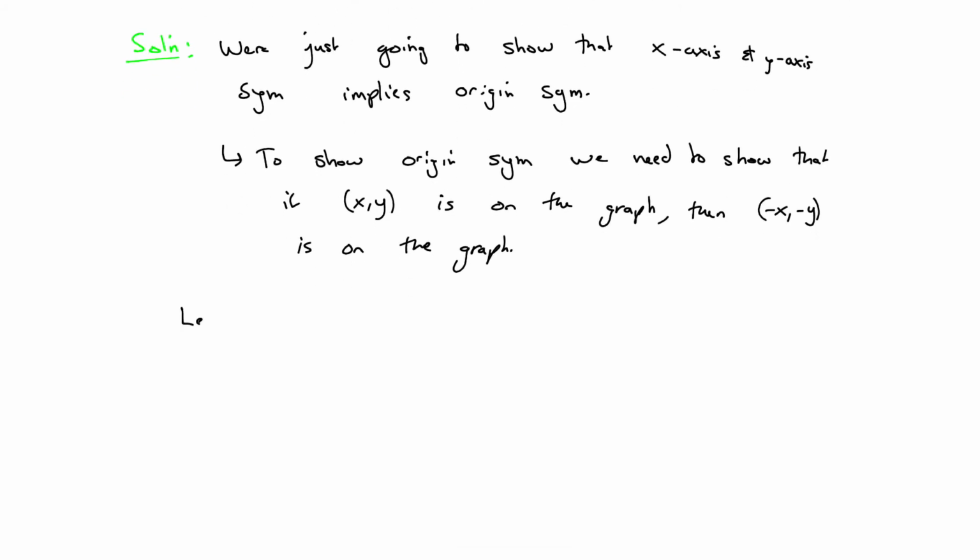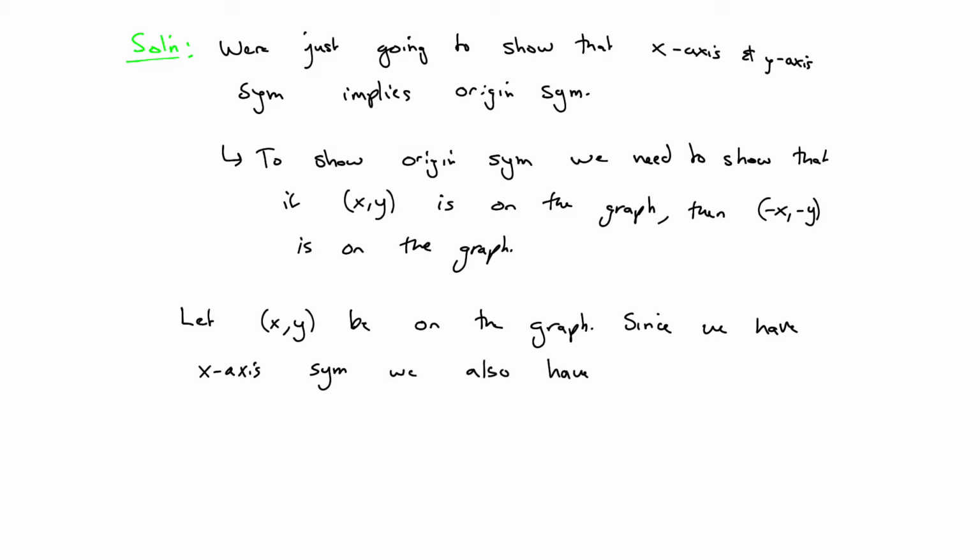So, we're going to let x comma y be a point on the graph. Since we have x-axis symmetry, we also have the point x comma -y on the graph. That's what it means to have x-axis symmetry: if you have a point, then the point with the opposite y-coordinate is also on the graph. So we have x-axis symmetry, which means we have the point x comma -y.